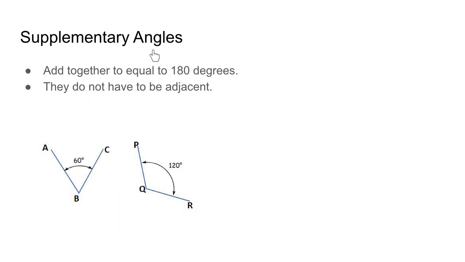Supplementary angles. So supplementary angles, when you add them together, they equal 180 degrees. They do not have to be adjacent. So let's go over some vocabulary here. The supplementary angles, I want you to remember it is 180 degrees. Okay, so you are going to add them.